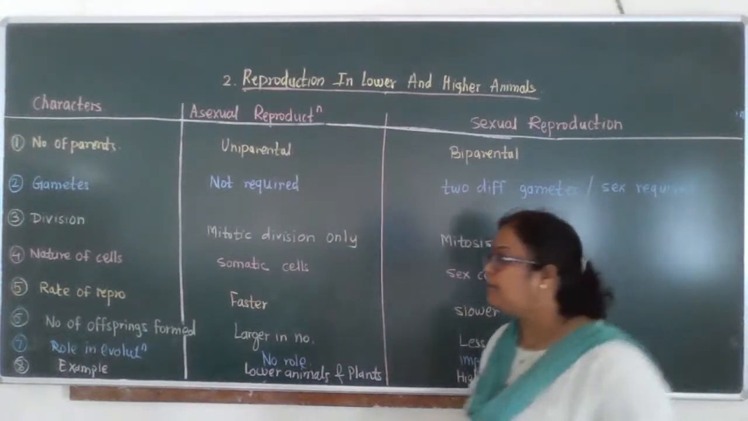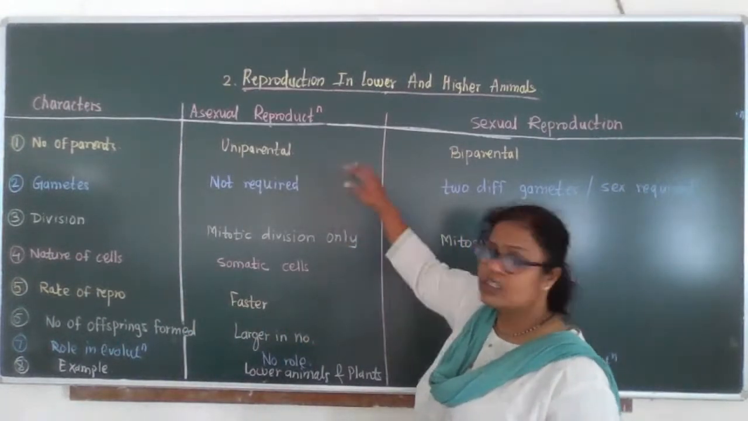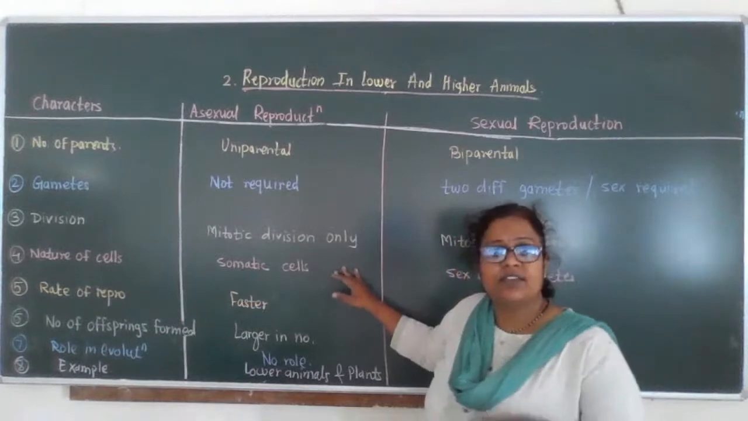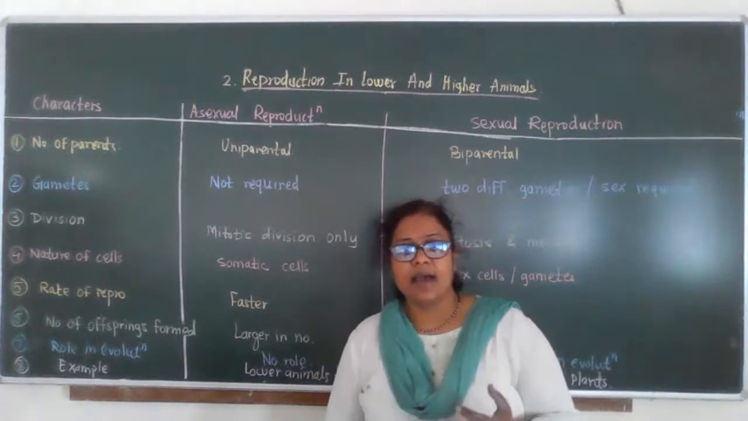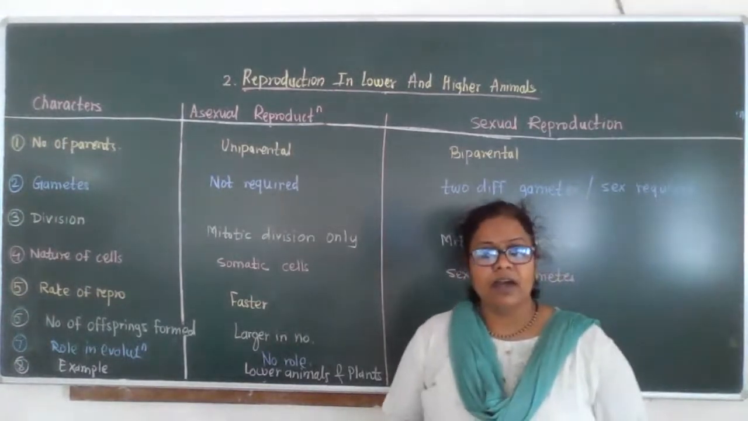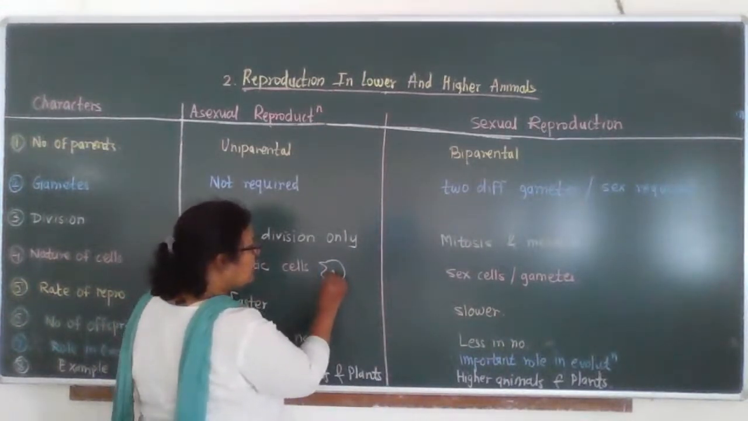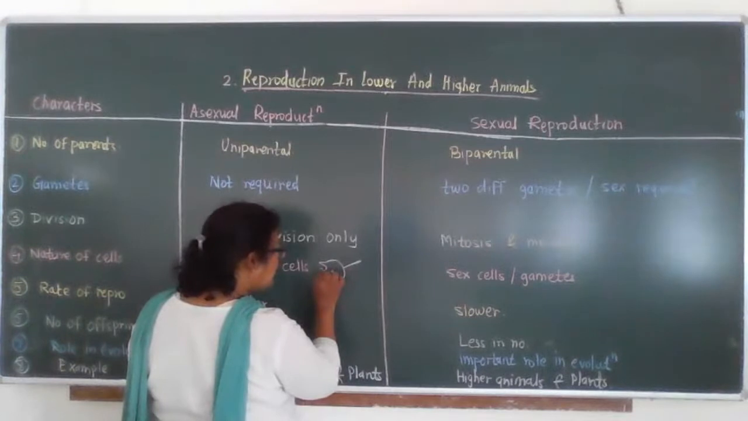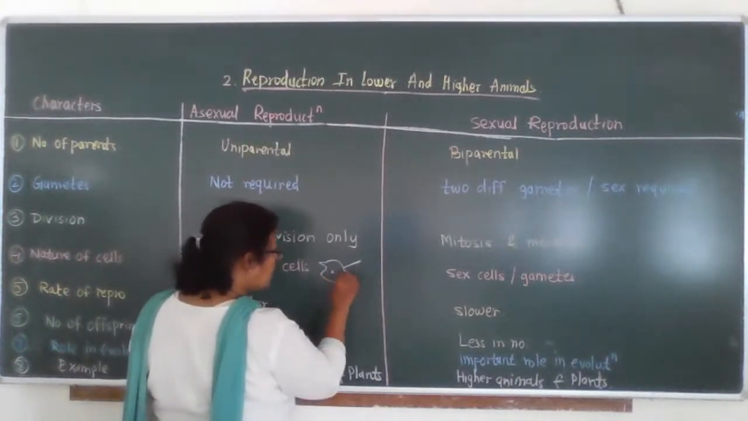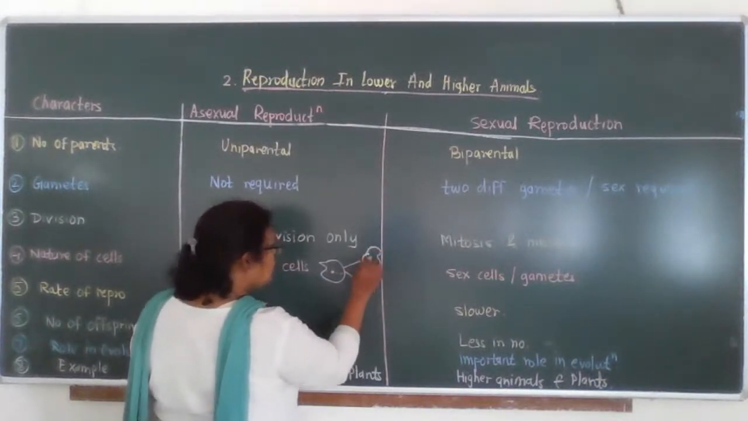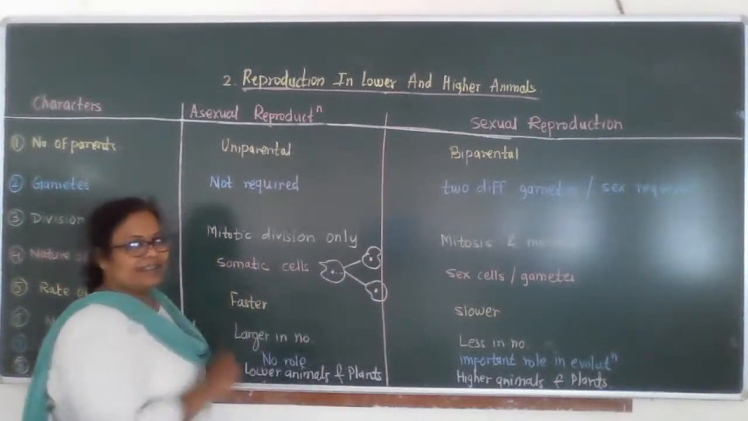Then the next one, the cells involved, the nature of cells. In asexual reproduction, the somatic cells get divided. That means the parent gets divided to form daughter cells. For example, in amoeba, a single-celled organism, this is the parent amoeba which gets divided into two. First the nuclear division occurs, then the cytoplasmic division occurs. Then it forms two daughter amoebae by dividing the somatic cell.